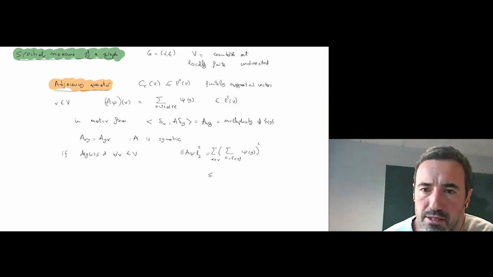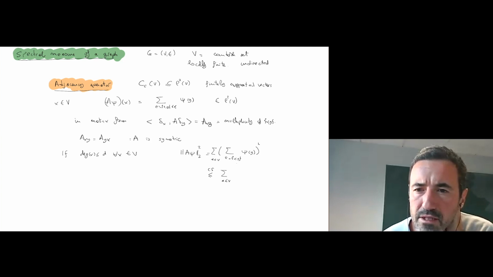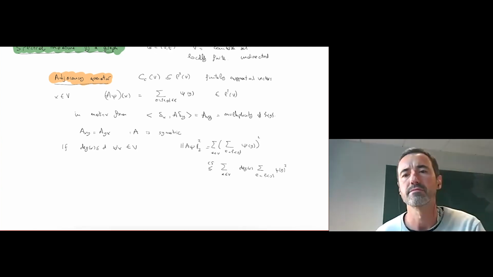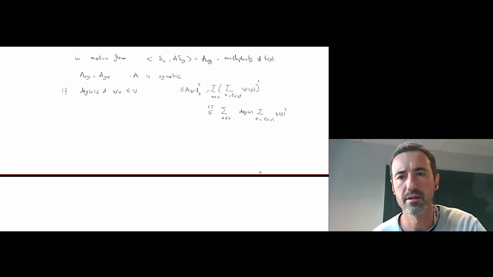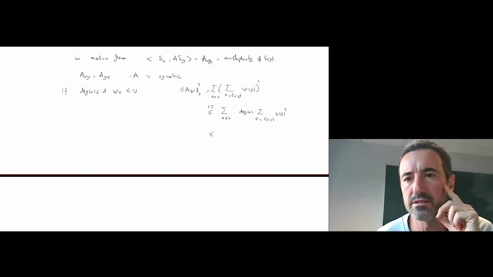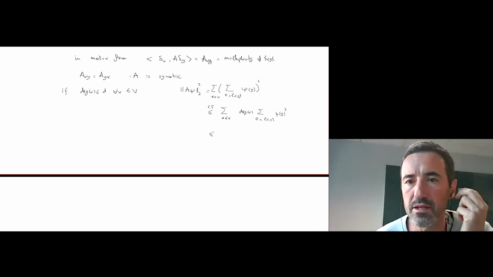Then you use Cauchy-Schwarz. Okay, so this is less than the sum over x of the degree of x times the sum of all edges, the same term, xy of psi y squared, right? And then you use the fact that you can switch the two sums.